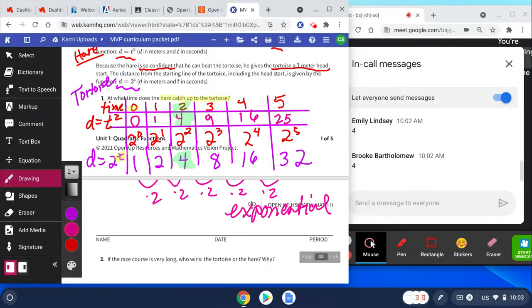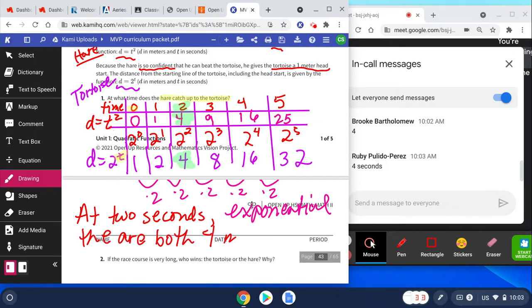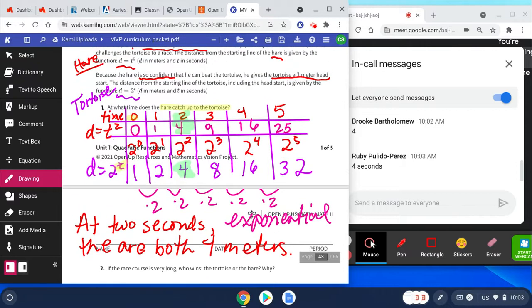So here's how we write this. We would say at 2 seconds, they are both 4 meters into the race. They are tied. They are caught up. All right. Once you have number 1's table and sentence done, please type ready in the chat when you're ready for me to go to number 2.